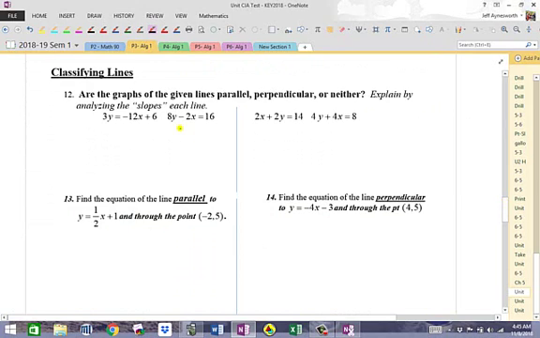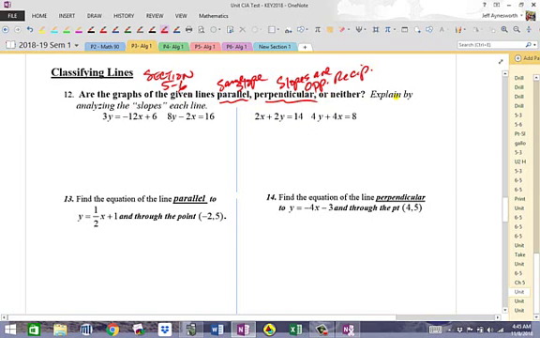Now, how do you classify lines? How do you know when they're parallel? Well, parallel means that they have the same slope. This is section 5.6 in your notes. How do you know when they're perpendicular? Well, the slopes are opposite reciprocals. So take out your notes and read them, because that's what we went over here.